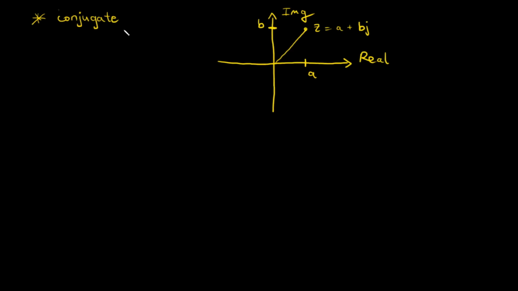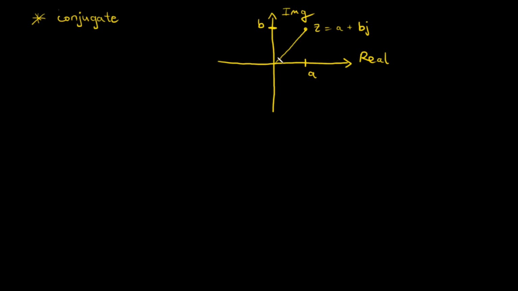Hello everyone, let's continue with our preview of complex numbers, and today we're going to discuss the conjugate of a complex number. So what is the conjugate? The conjugate of a complex number means the reflection or the mirror of your complex number from the horizontal axis. Let's take a look at the image on the right side.